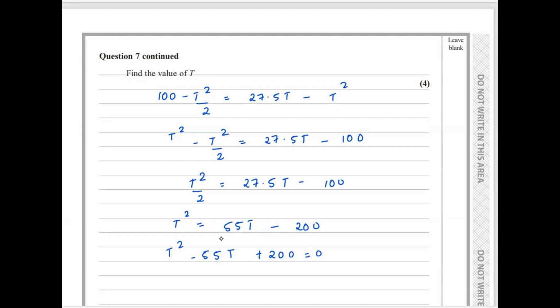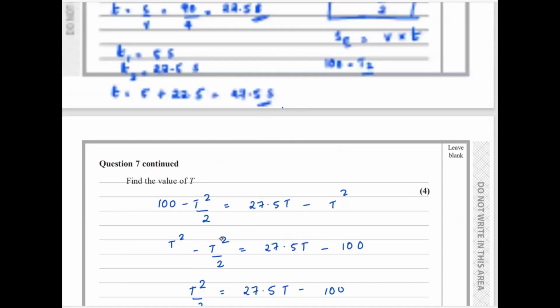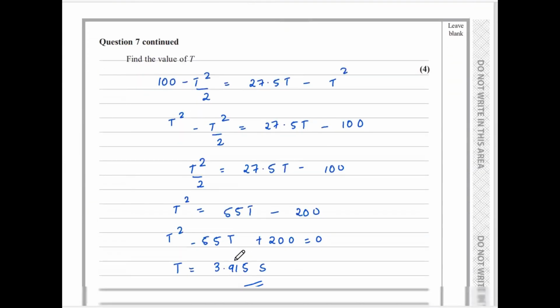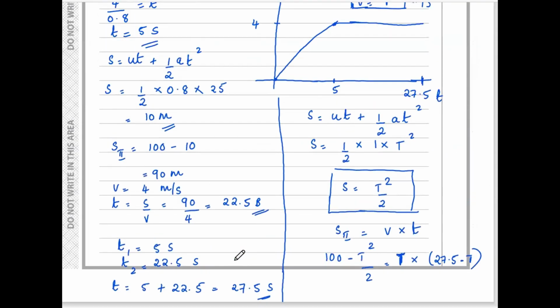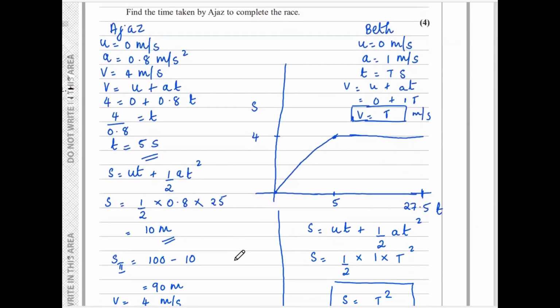This is a quadratic equation. When you simplify it, you will get two values for t. The first value is more than 50, which we will not consider because we know the total time taken by Ajas was 27.5. The second value we get for t is 3.915 seconds. So we got the value for t, 3.915. Now we have to sketch the graph for Beth as well.